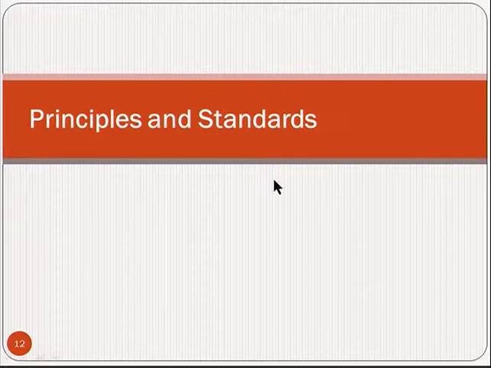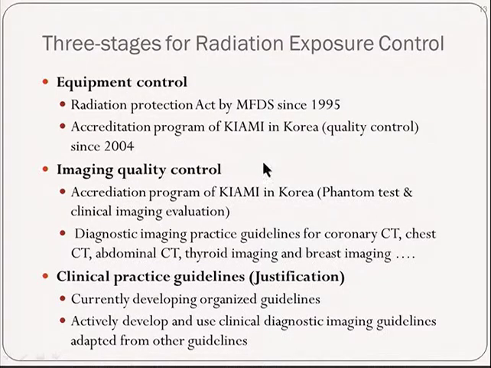So let's move to the second topic, principles and standards. We regard radiation exposure control as having 3 stages. The first is equipment control, the second is image quality control, and the third is clinical practice guidelines, I mean justification. For each control, we have a regulation system or other efforts toward making guidelines.